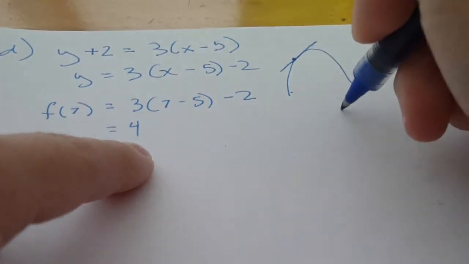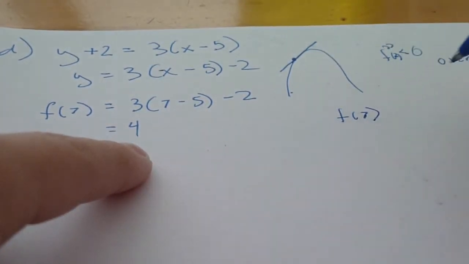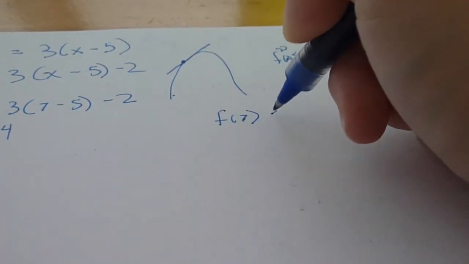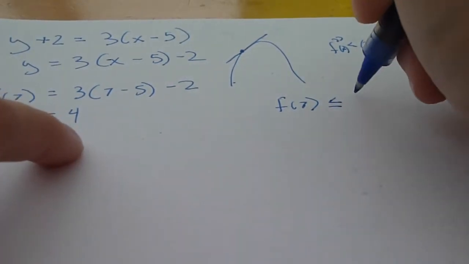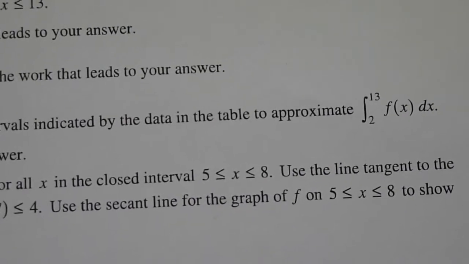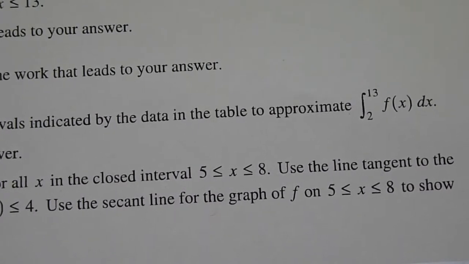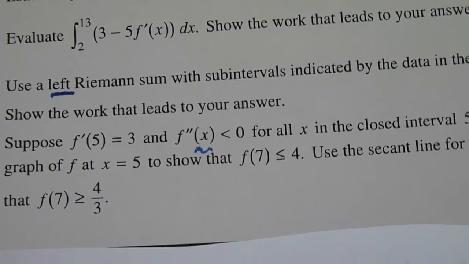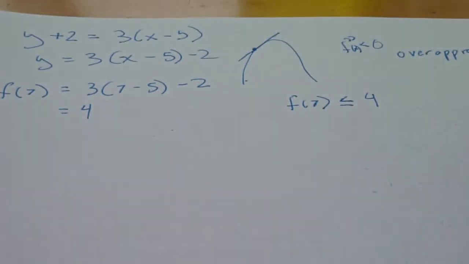So from that, we can say that the real value of f of 7 is going to be less than or equal to the value that we calculated in our over approximation. So f of 7 is less than or equal to 4. And the second part, it says use the secant line for the graph of f on the interval 5 to 8 to show that f of 7 is greater than or equal to 4/3.